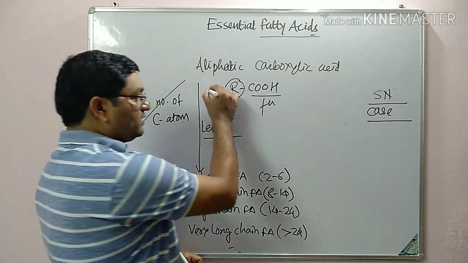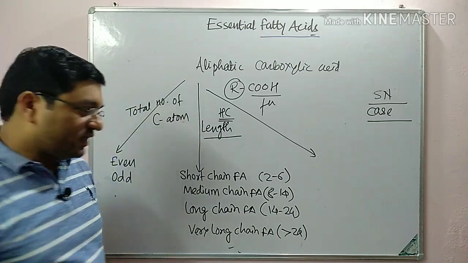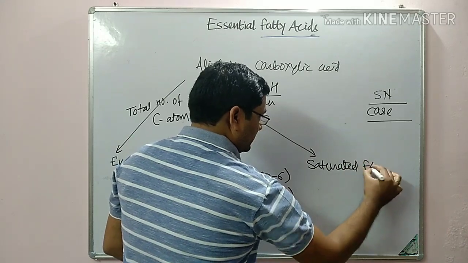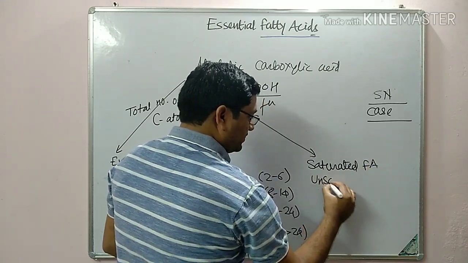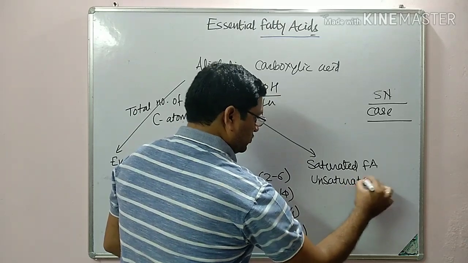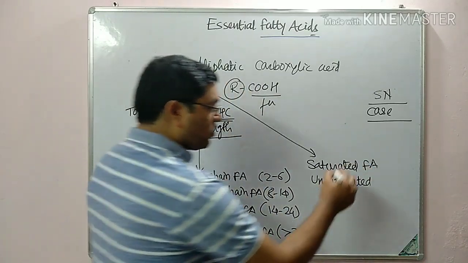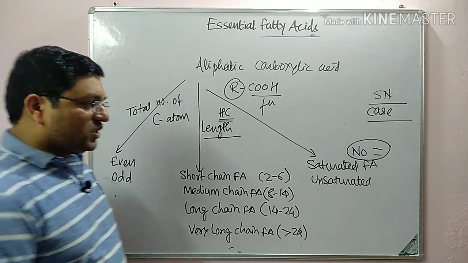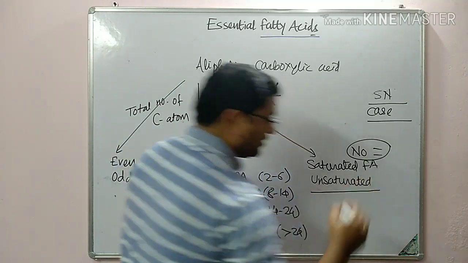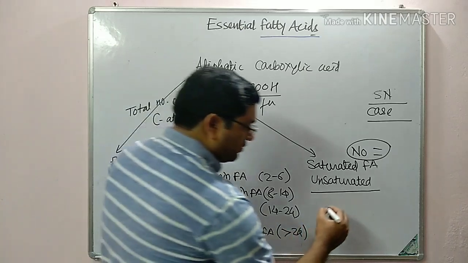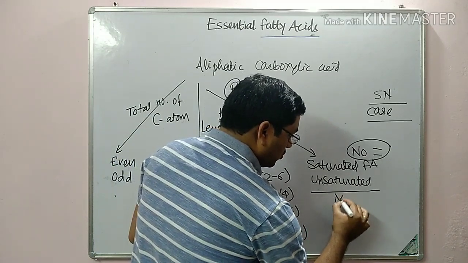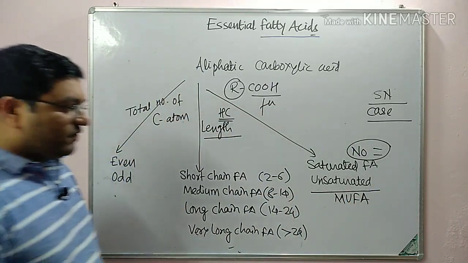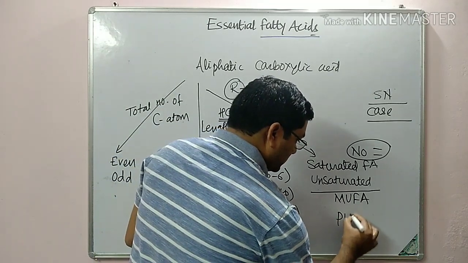Now, depending upon the nature of the hydrocarbon chain, they are classified as saturated fatty acids and unsaturated fatty acids. A saturated fatty acid contains no double bond, while unsaturated fatty acids contain one or more than one double bond. If the double bond is 1, it is known as a monounsaturated fatty acid, and if it is more than 2, it is known as a polyunsaturated fatty acid.